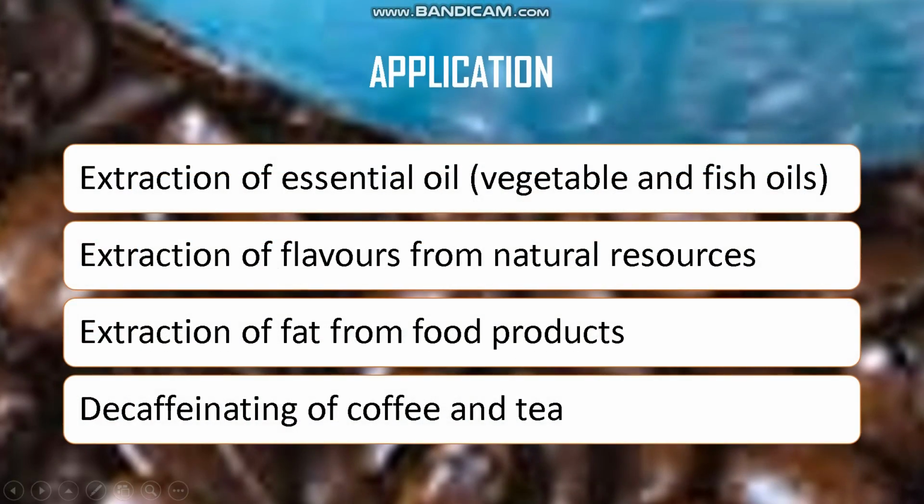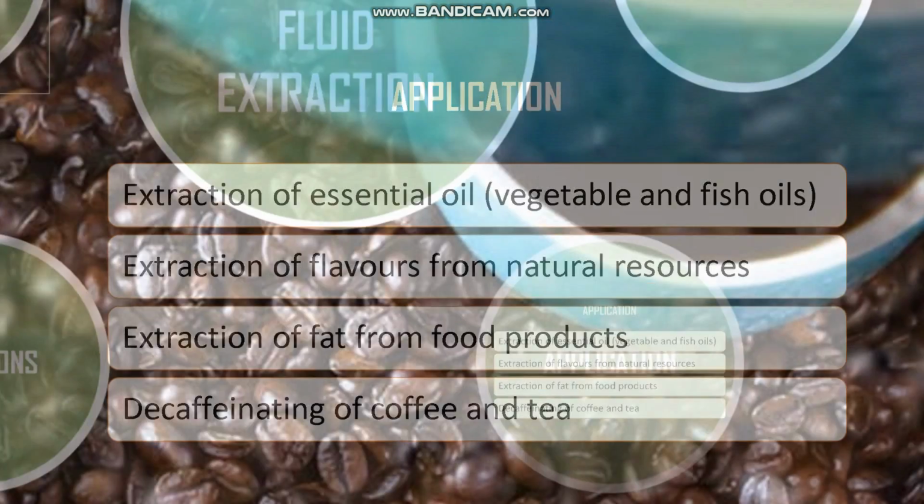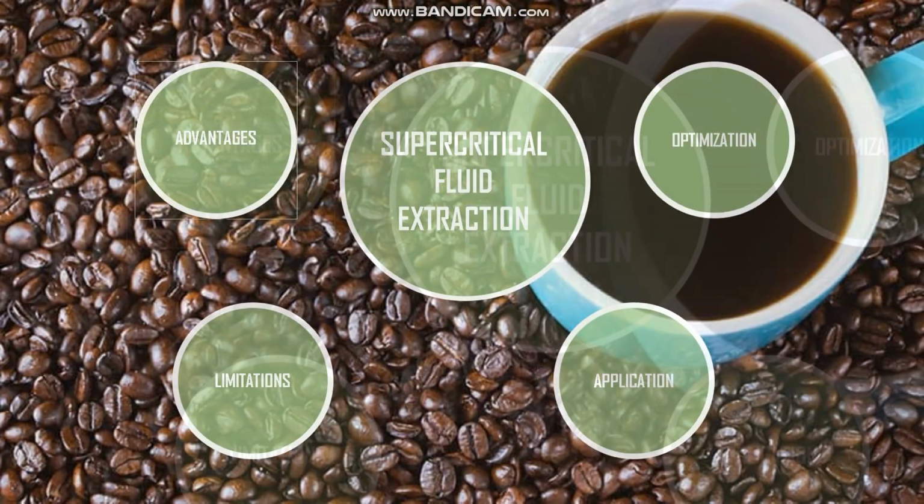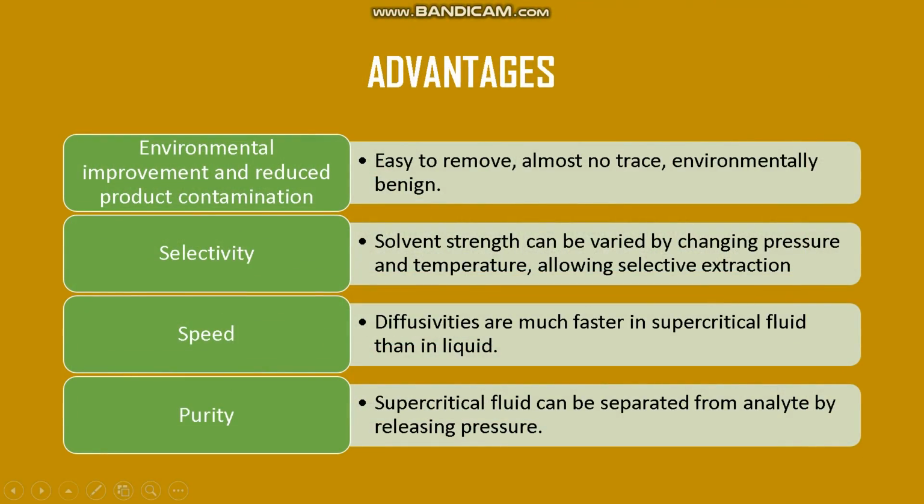Let's move on to the application. SFE can be used to extract essential oil, extract flavors from natural resources, fat from food products, and also decaffeinating of coffee and tea. There are a lot of advantages in using SFE. First, it does not harm the environment. It allows selective extraction. It is a fast process, and last but not least, it can be simply separated from the analyte by releasing pressure.